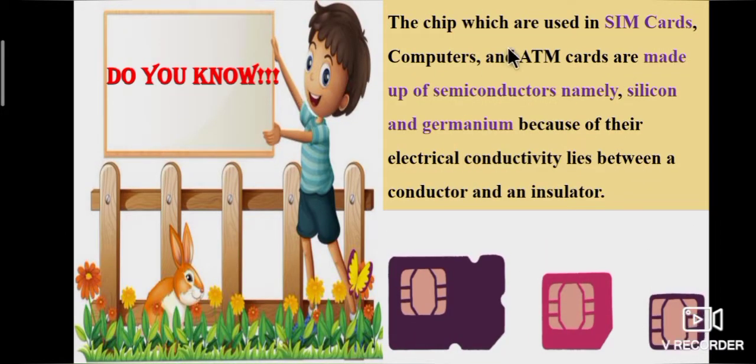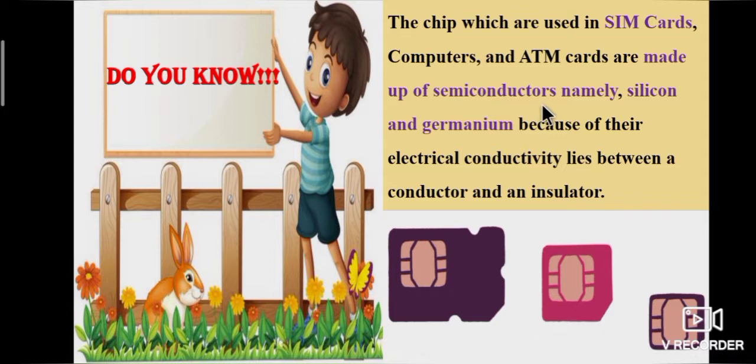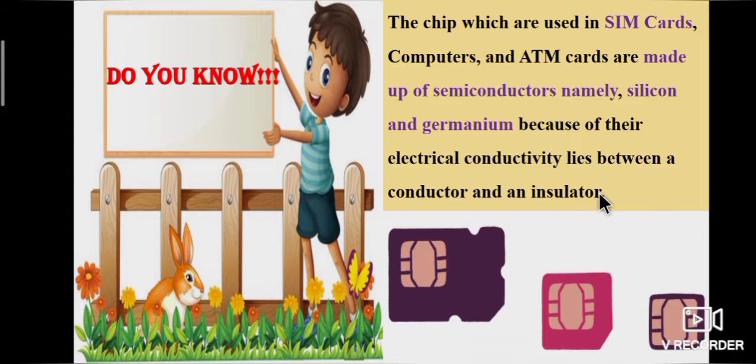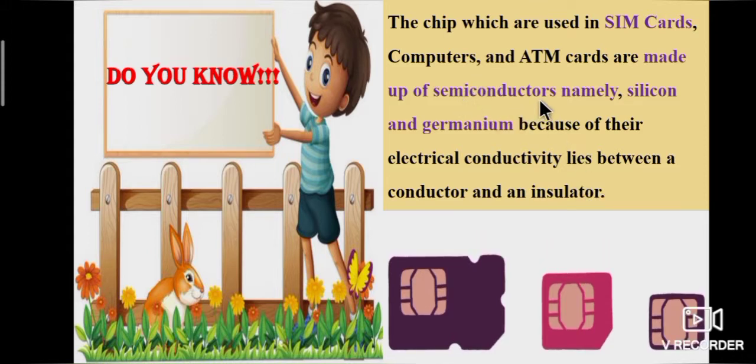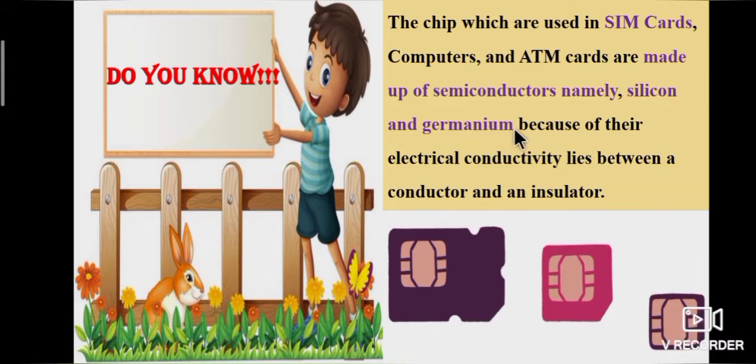Do you know, students, the chips used in SIM cards, computers and ATM cards are made up of semiconductors, namely silicon and germanium, because their electrical conductivity lies between a conductor and an insulator. What is a semiconductor? Its electrical conductivity lies between a conductor and an insulator. What type of semiconductors are used in chips? Silicon and germanium.